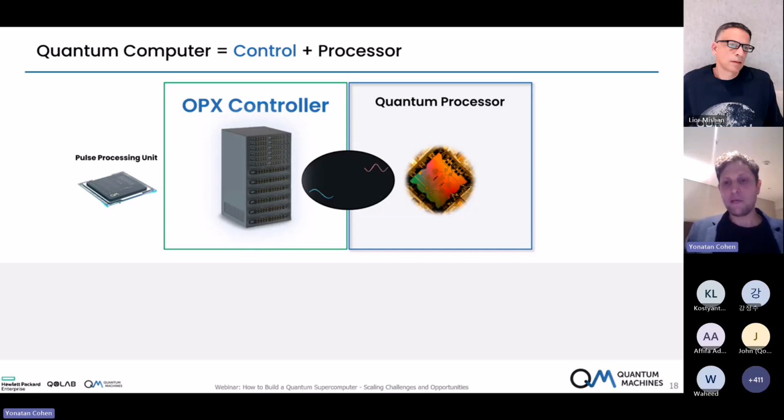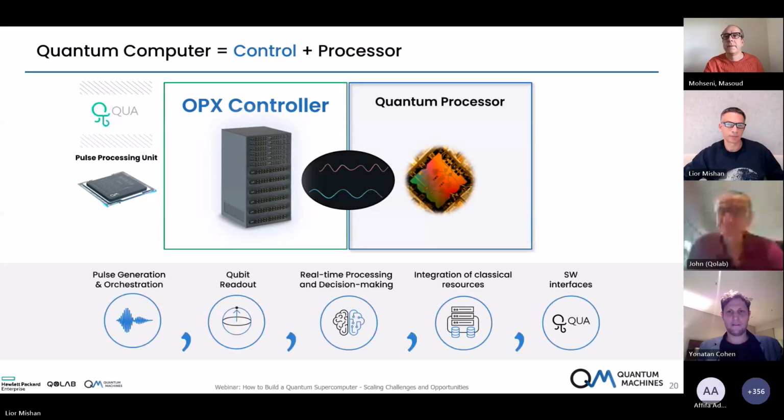And the final element, which is very important, is the software interfaces. Again, we need very easy to use, easy to develop software interfaces, but also very flexible and expressive software interfaces that allow us to describe what we want to run on the quantum processor, and also software interfaces that allow us to integrate with the rest of the data center or HPC software components.